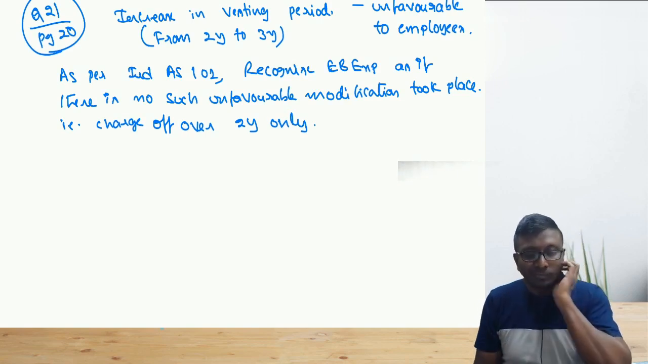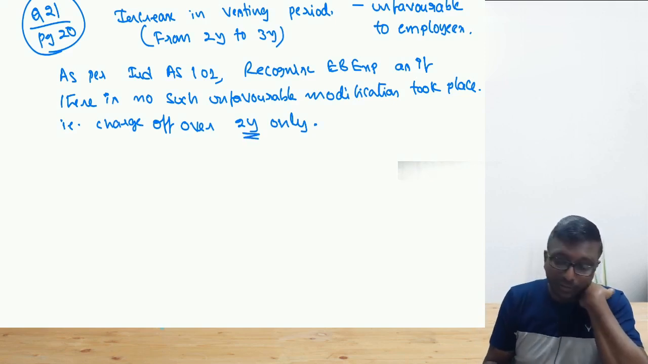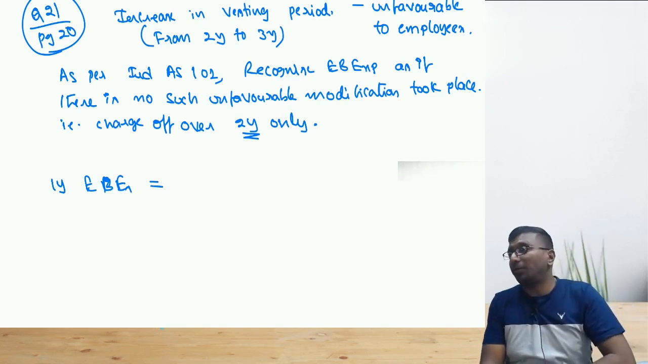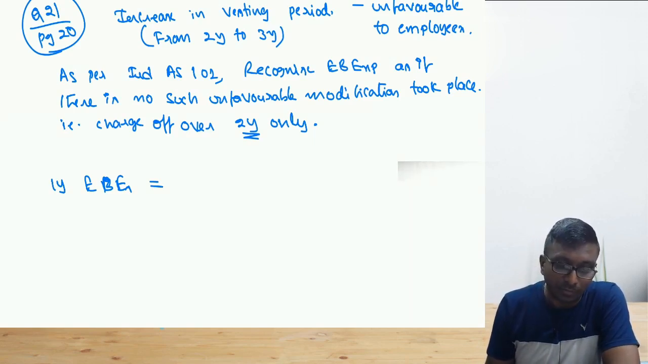Oh, 20. Here one small point. Okay, fine. Chalo, first year. You can directly write first year. First year employee benefit expense. First year employee benefit expense. How many people are there?